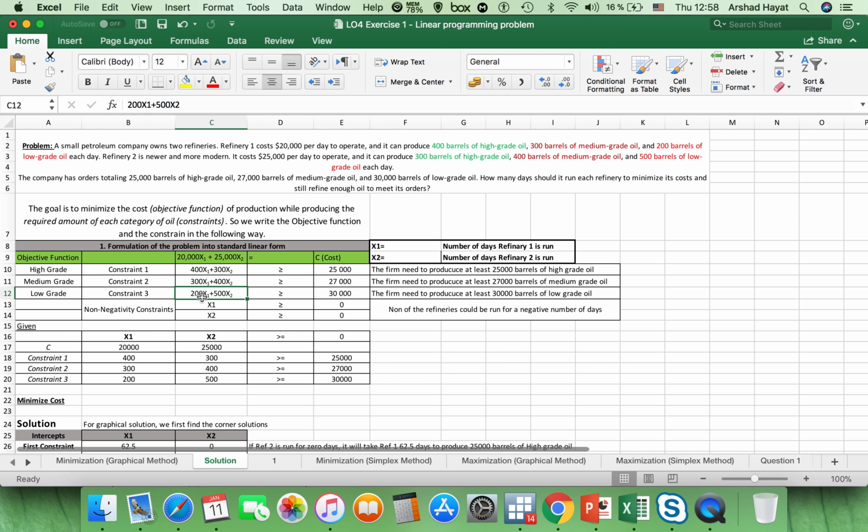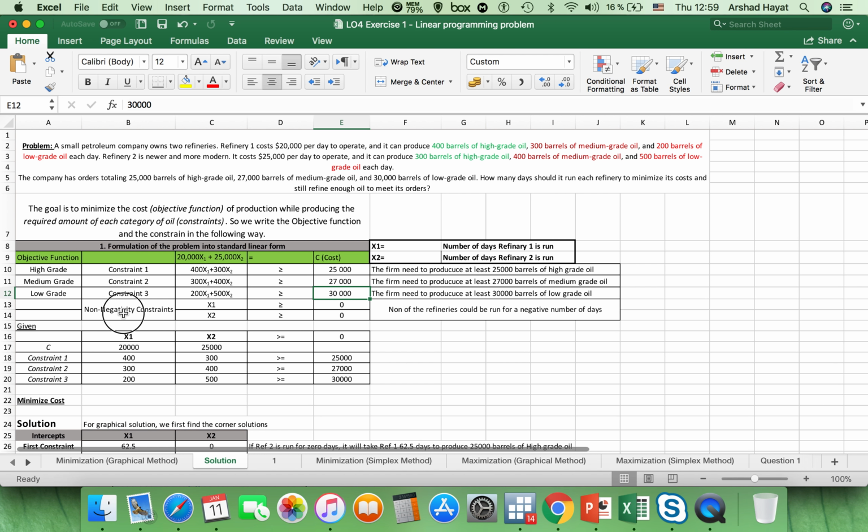In the same way, refinery 1 produces 200 barrels of low grade oil, while refinery 2 produces 500 barrels of low grade oil. And x1 is the number of days that we run this refinery, and x2 is the number of days that we run the other refinery. So this should be at least equal to 30,000. That means that the firm should meet at least the demand.